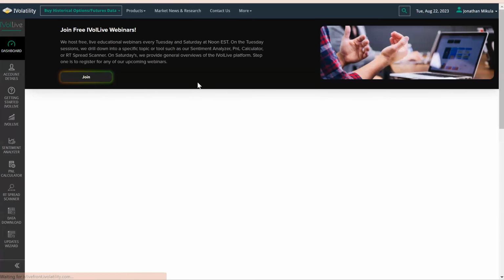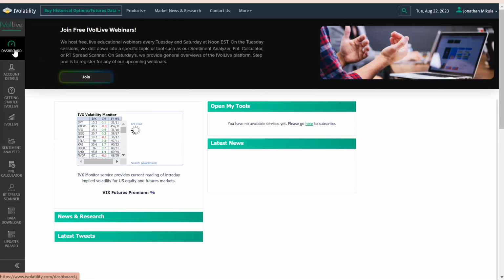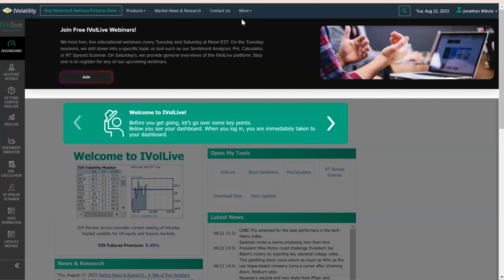So here we go. When you join IVolLive, if this is your first time, you'll go to your dashboard. This is kind of like your homing beacon for the platform itself.